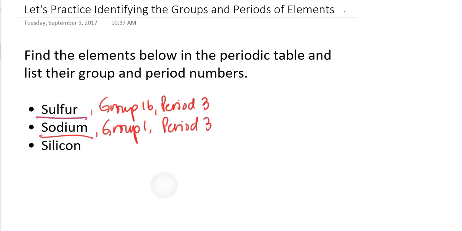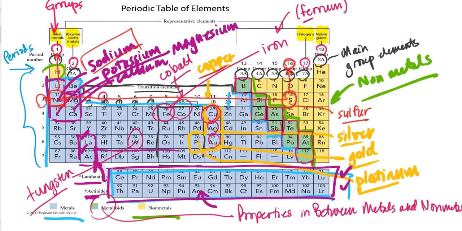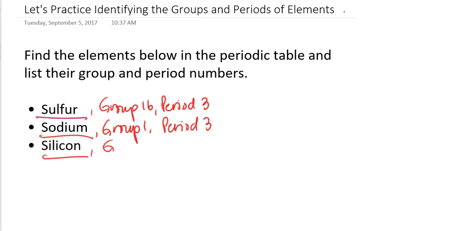Let's try silicon. Now silicon is actually one of those elements where its abbreviation makes sense. Silicon is Si. Now silicon is in group 14, but also still in period 3. So silicon would be in group 14, period 3.